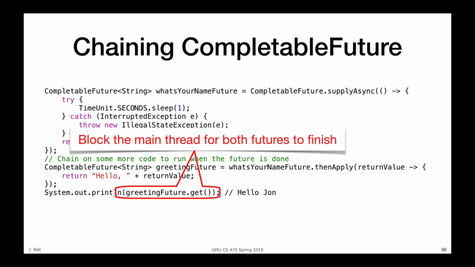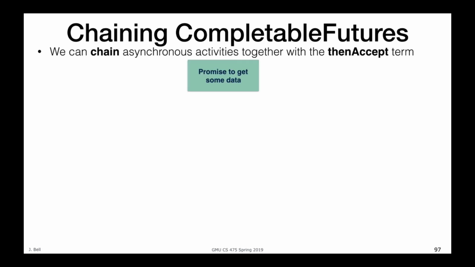Now we can still do that same pattern where we call get. That's going to block and wait until this future finishes. But we see that now this greetingFuture will wait to finish until after the whatsYourNameFuture finishes. And these things get chained together. So chaining together asynchronous events can become really useful when we need to do processes that happen in the background but have lots of dependencies.